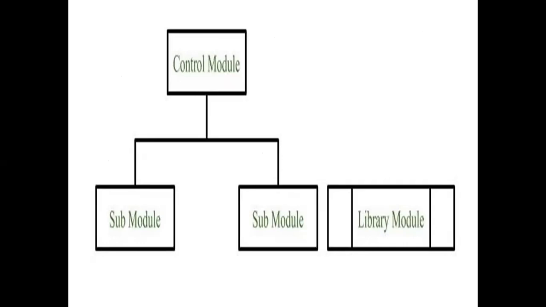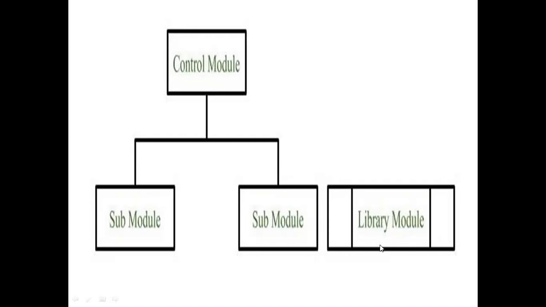Now here you can see how we are going to divide the control module into various sub modules. Here you can check the control module, and it is divided into various sub modules. These sub modules act as children, and these are called the children of this module. This is the main module, or the control module. The data will flow from this side to the children, so this will be the direction of the data flow.